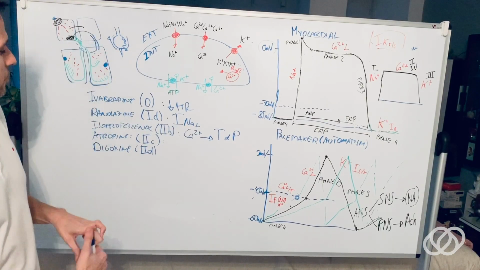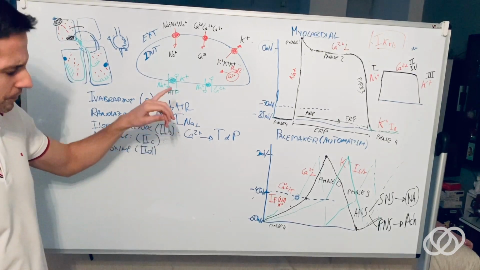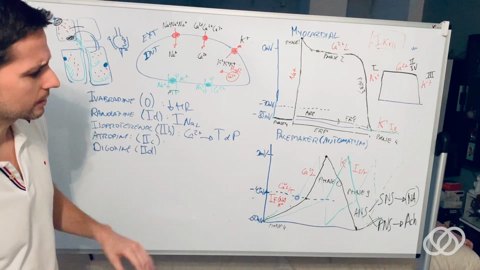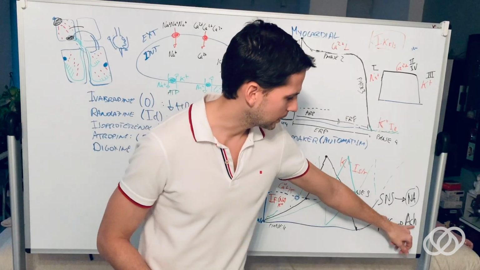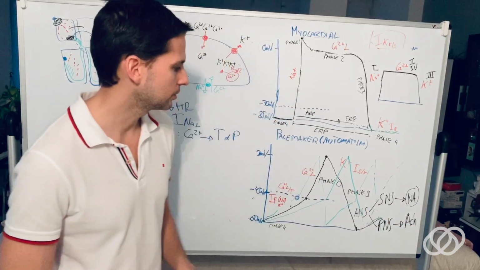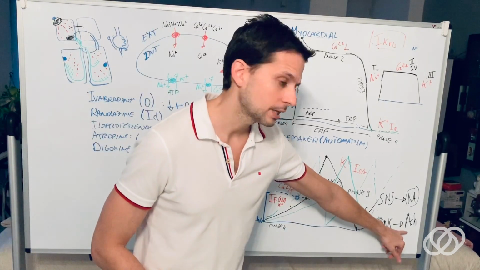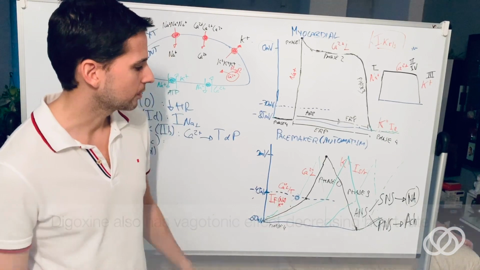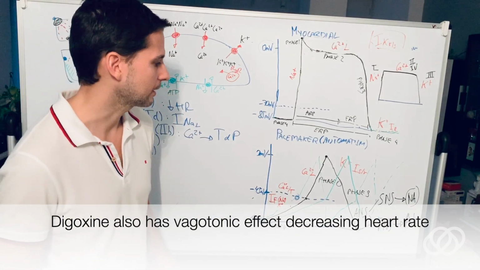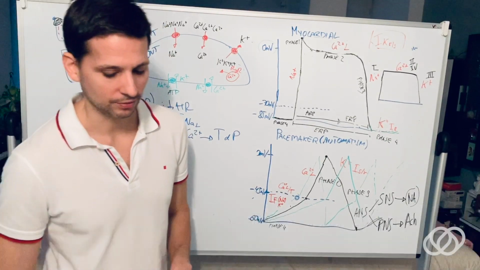But also, digoxin promotes the parasympathetic nervous system, so due to the effect of acetylcholine, it will bring our slope down and will have a parasympathetic effect.